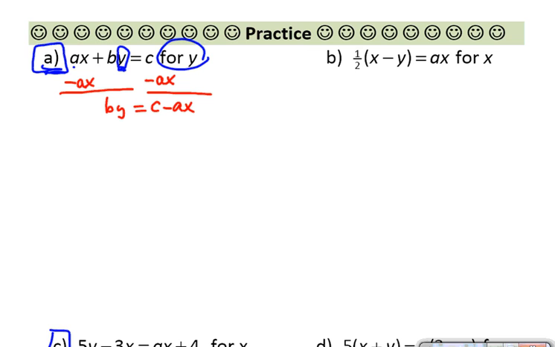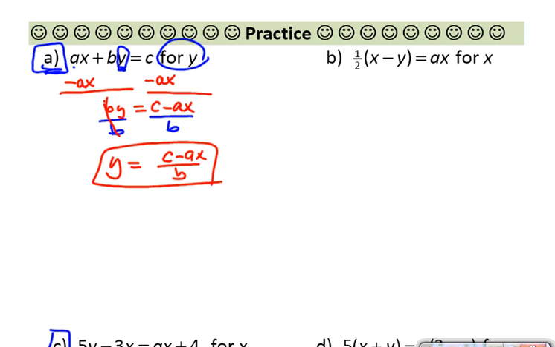First, notice that I'm solving for y this time. So I'm going to subtract ax from both sides to get the y isolated. So I have by is equal to c minus ax. The last thing I'll do is divide both sides by b to isolate the y, and it leaves me with y equals the quantity c minus ax over b. Now try C.